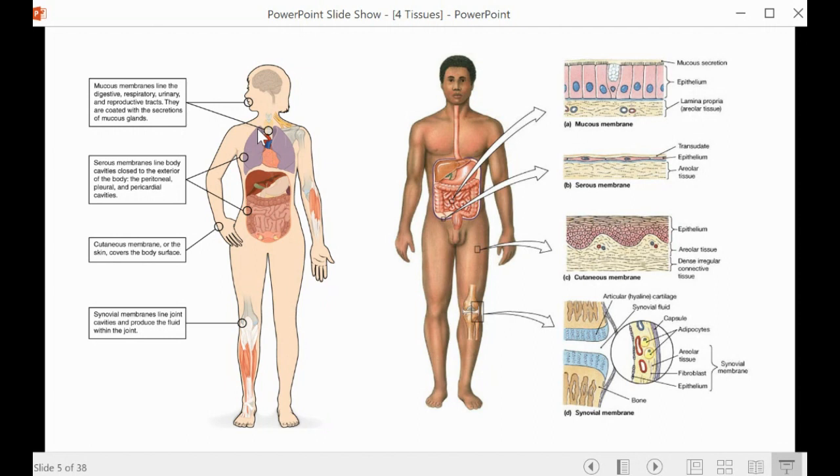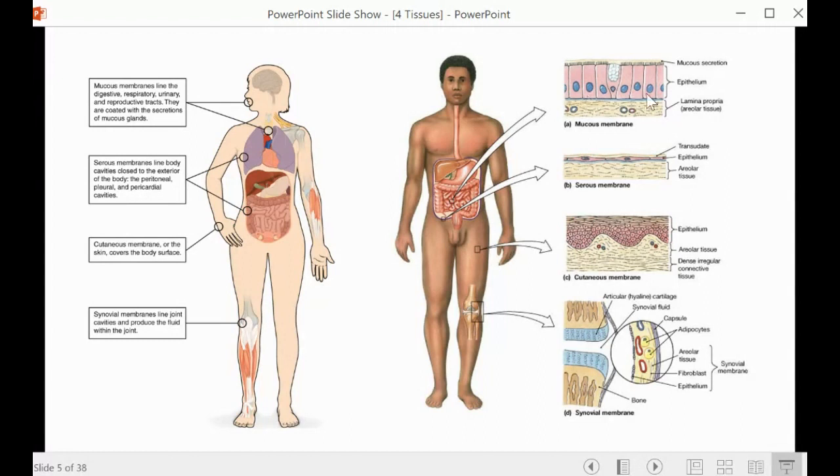Serous membranes are going to line the body cavities that are closed to the exterior of the body. So we have the peritoneal, that's in the tummy area, remember, the pleural right around our lungs, and the pericardial around our heart. Then we have cutaneous membranes. Cutaneous membranes, that's essentially the skin, and it covers our entire body surface. And then synovial membranes are going to cover joint cavities. They produce this fluid within the joint.